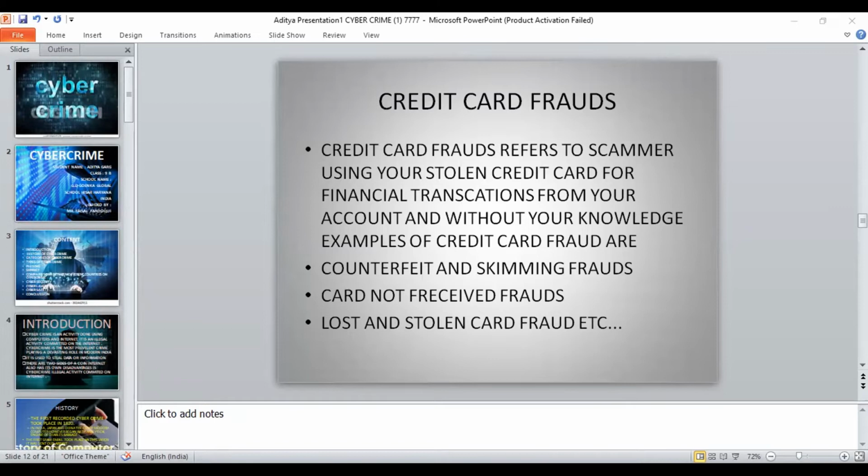We can categorize cybercrimes in two ways. The first one is the computer as a target, using a computer to attack other computers.